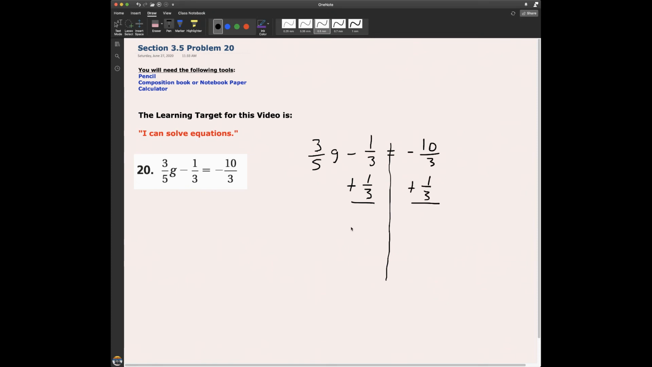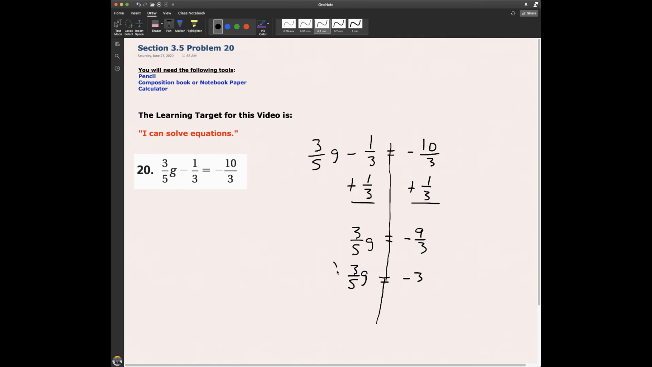And that will leave me with 3/5 times g equals negative 10/3 plus 1/3, which is going to give me negative 9/3. And negative 9/3, I already know is equal to negative 3. So 3/5 times g equals negative 3.